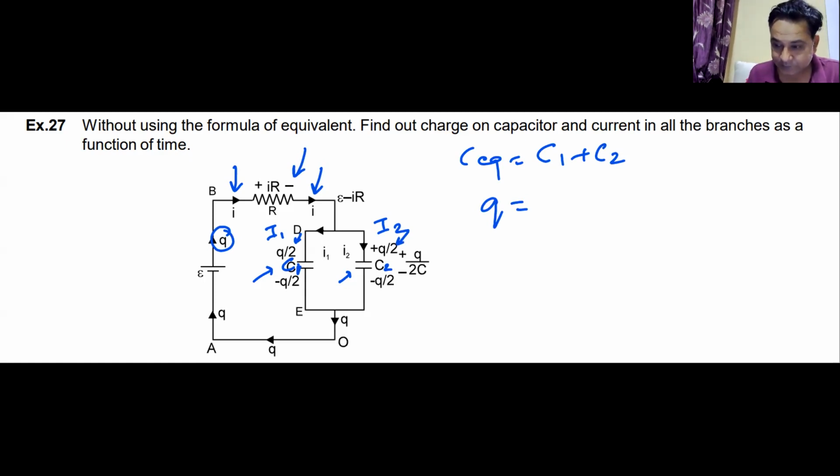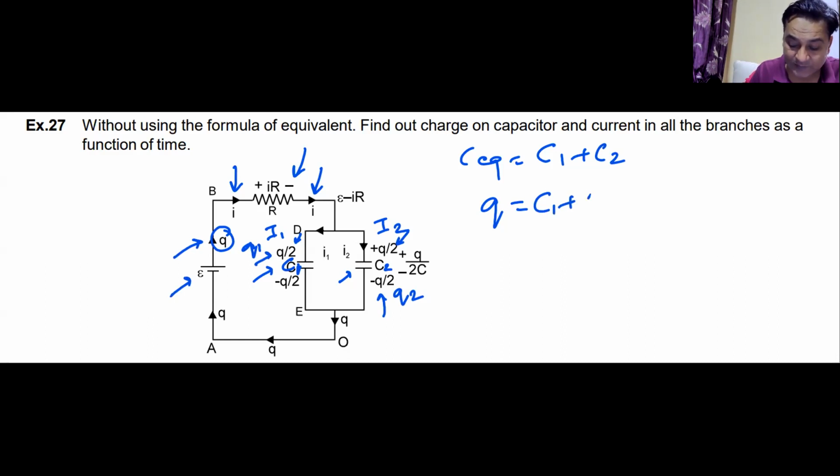So the total charge is Q. The charge on this capacitor is Q1 and the charge on this capacitor is Q2. Do you understand this? Charge on each capacitor will not be half because I have changed the capacitance as C1 and C2. So let us first find the value of Q. We can find the final charge on this combination and it will be equal to C equivalent, which is C1 plus C2, multiplied by V0. V0 is E.